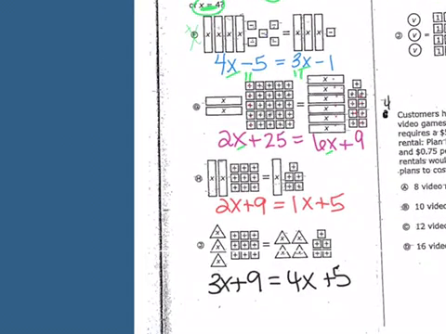Like on the second one, I've got 2x plus 25. So instead of x, I'm going to plug in 4. So that would be 8 plus 25. And then the same thing on the other side to see if they're equal. 6, plug in 4 for x.